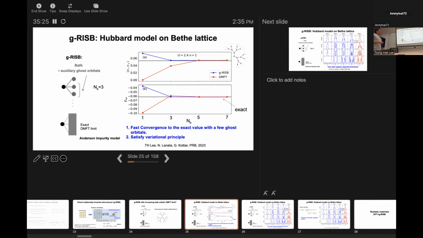Now we can see that in 3, this is the double occupancy and total energy. And we see that with just 3 orbitals, we get a very accurate total energy and double occupancy. And if we keep adding, we will observe that they converge to the exact DMFT limit. And we see the convergence is better compared to DMFT with a discretized number of bath sites. And we also see that this g-RISB approach satisfies the variational principle, where the energy converges to the exact value from above.